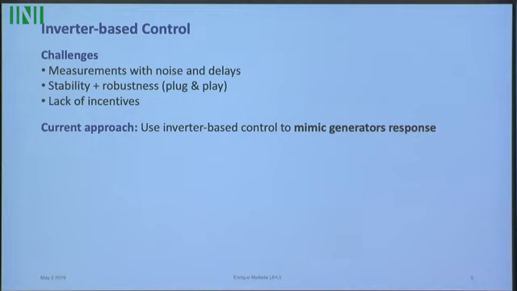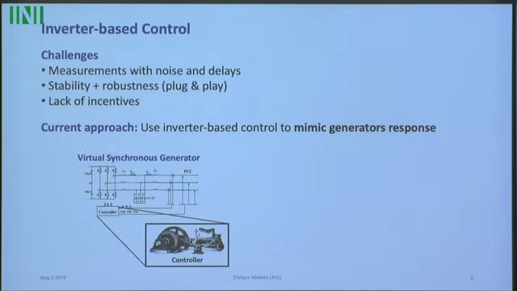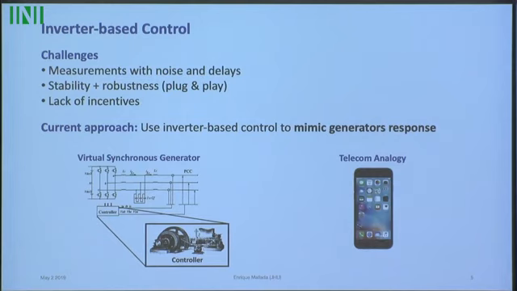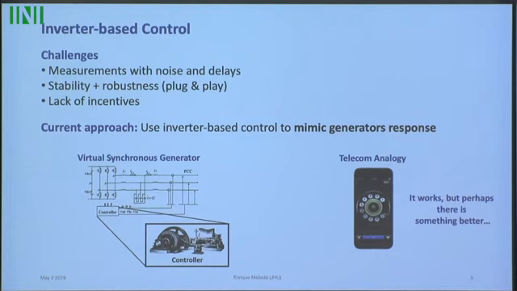So what is the current approach to do this? Well, as I said, virtual inertia, everybody has heard about that. You can think of virtual inertia as saying, okay, I have this very fast converter, and I make it mimic this old system with a controller. The telecom analogy I usually give is that it's like having your iPhone and making it work like an old phone. Sure, it's going to work, but that doesn't mean it's the best way of doing it. And I hope that I will provide some convincing arguments that there are more things that you can do.